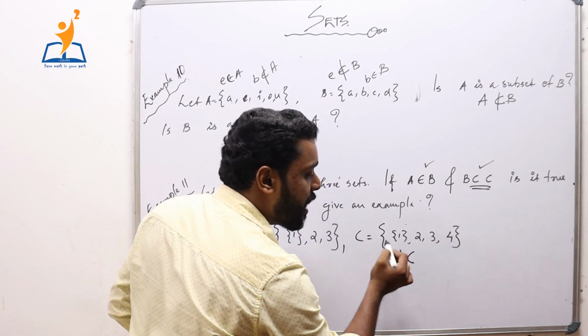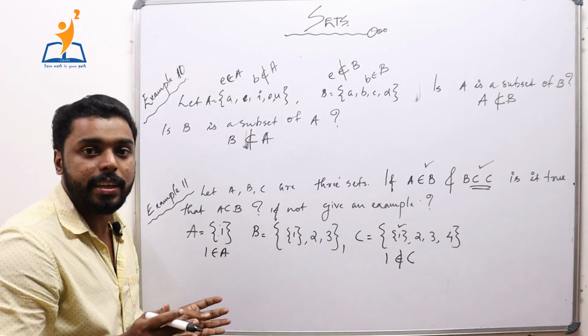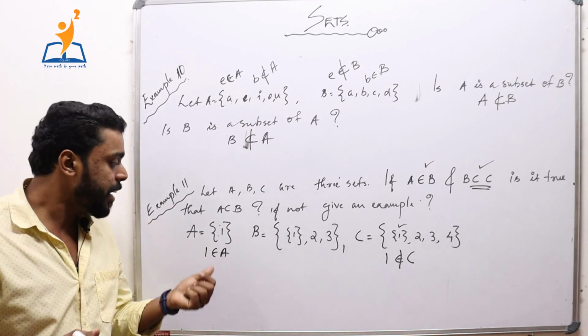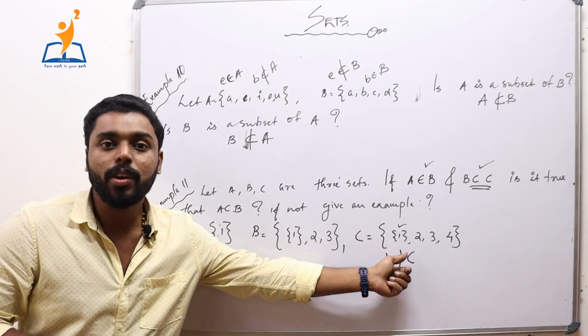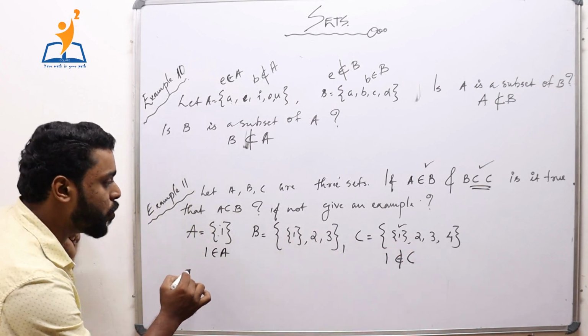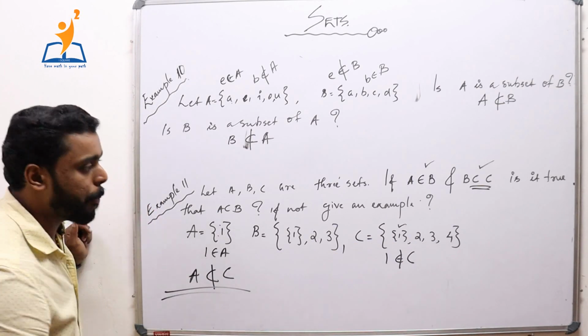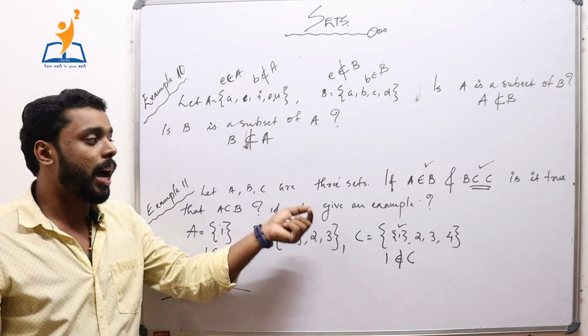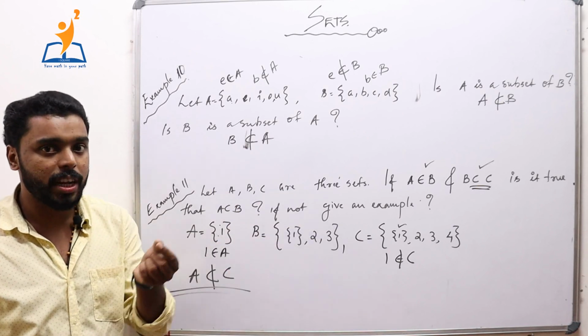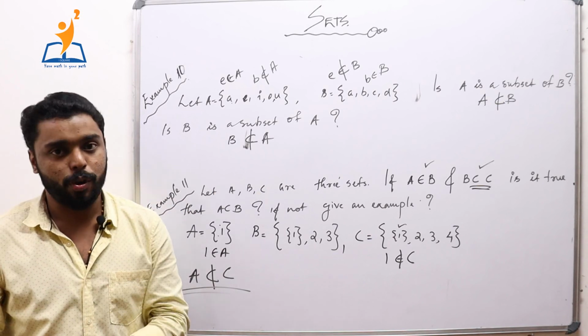Here, we don't have any 1. Of course, we have singleton 1. Don't confuse 1 and singleton 1. 1 is an element in the set A. Here we have singleton 1 as an element, but 1 is not an element in the set C. Hence, we can say that A is not a subset of C. Very important example. Please note it down and understand it properly. If you have any doubt, contact me. So, this is example number 11 of your textbook.